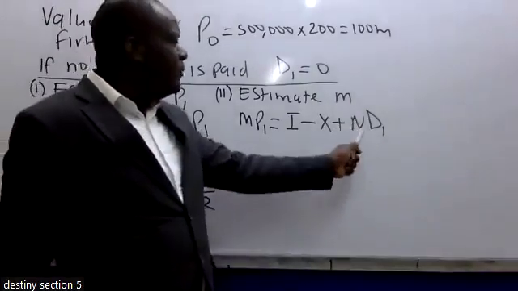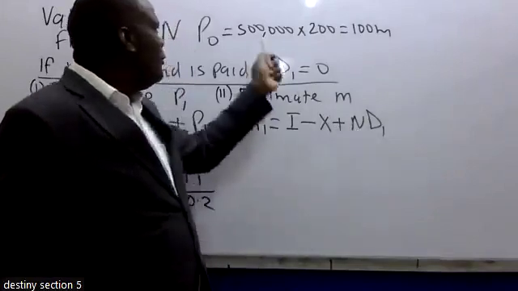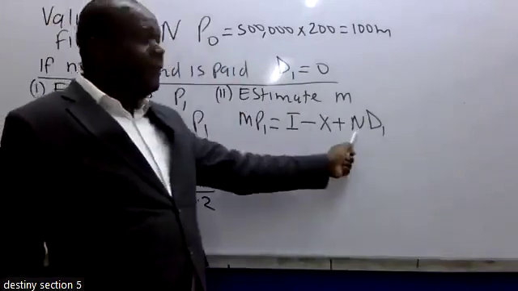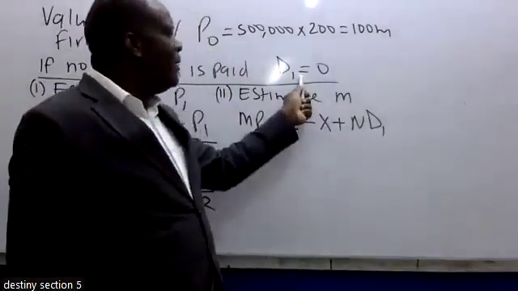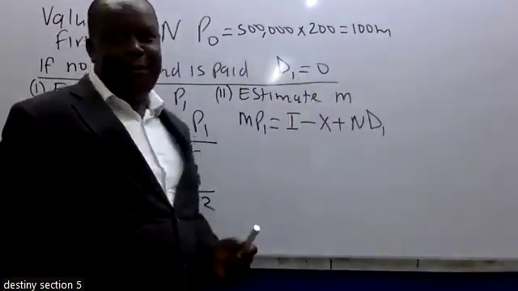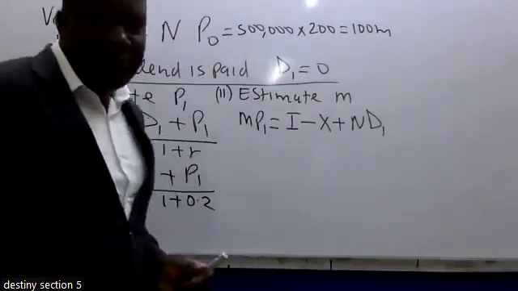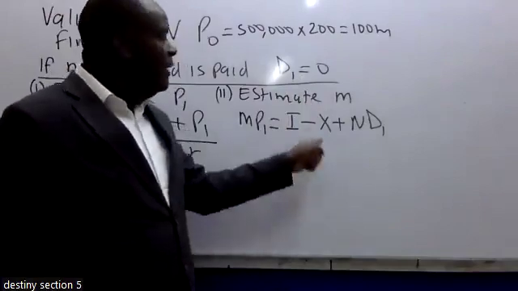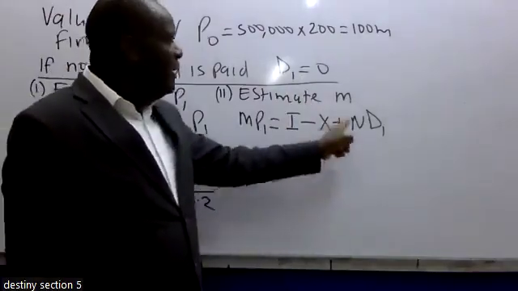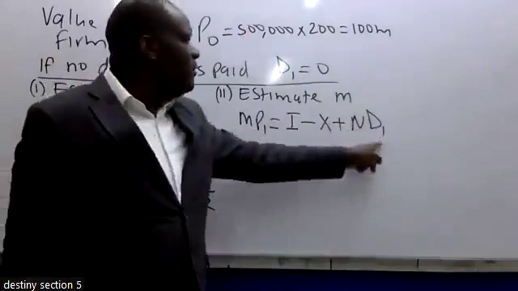This N is this one. D1, what do we agree it is? Zero. So the rest of the details you know. The only new item there is I. I is investment. X is the net income. N is this one. D1 is that.